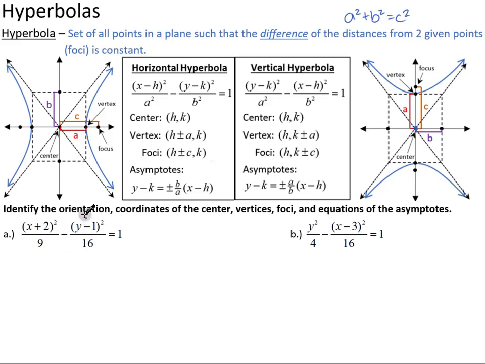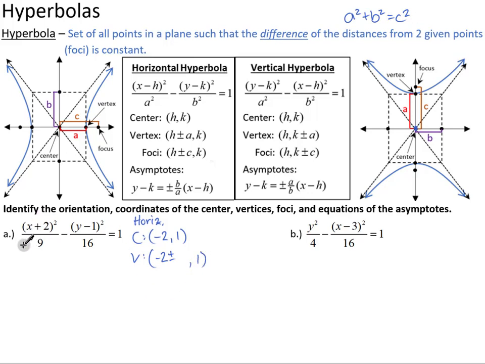Okay, let's identify the orientation, meaning do they open up, down, left, or right, coordinates of the center, the vertices, the foci, and equation of our asymptotes. Okay, for A, because X comes first, this is horizontal, where it opens left and right. Okay, for the center, we just need H and K as usual, which in this case is -2, +1. We're opposite signs here. For our vertices, we need to go left and right A units. So we're going to take our H value and add and subtract A.